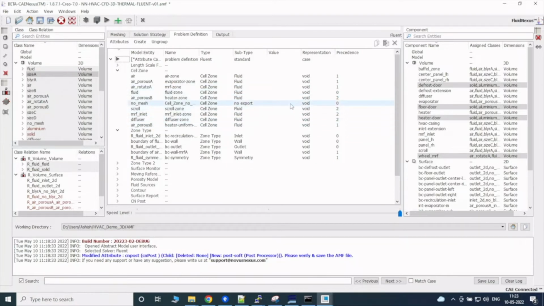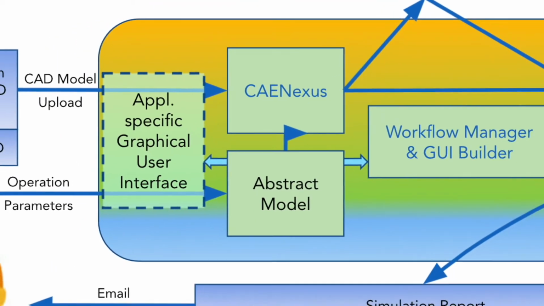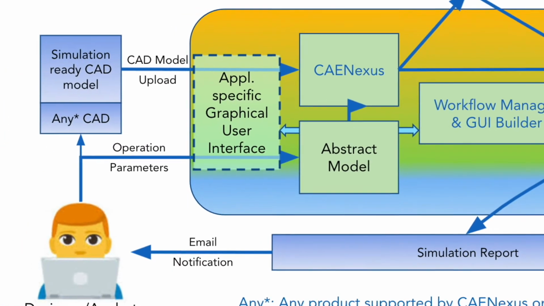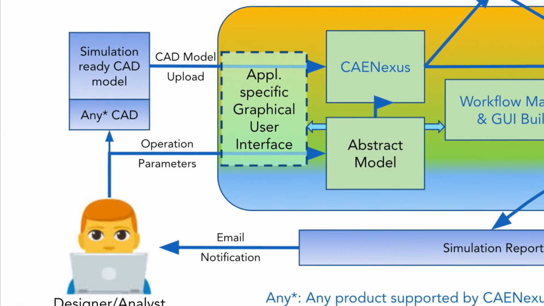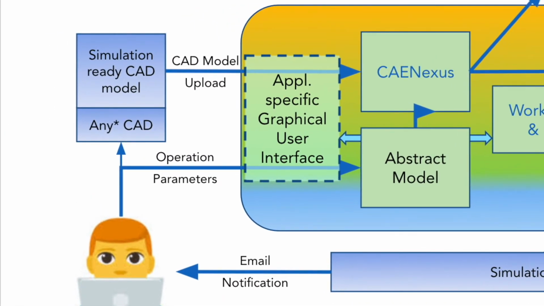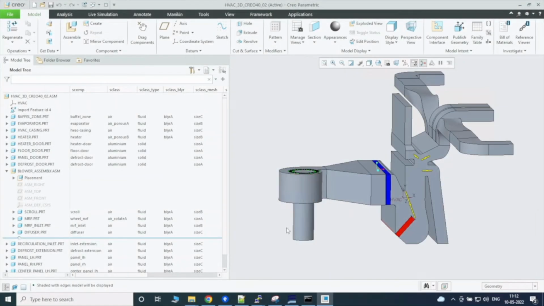This is where all of the titles that we create in the abstract model are now going to be taken and labeled on the simulation-ready CAD model so that CA Nexus can marry the two together. So here's a CAD model created in Creo.